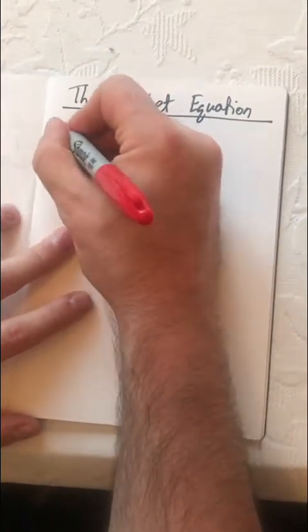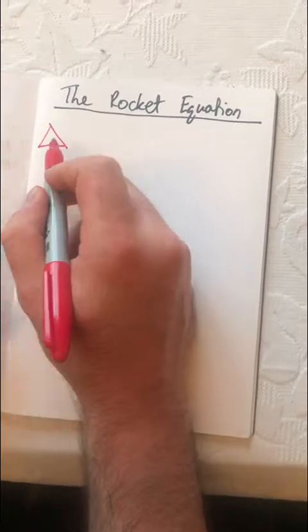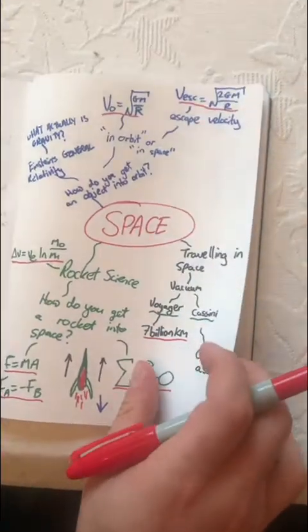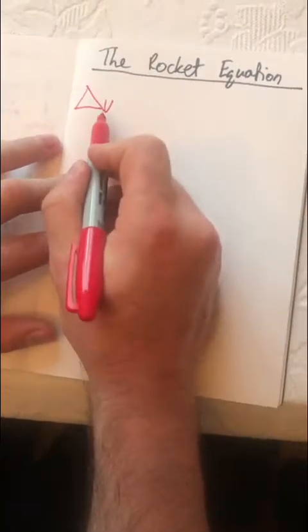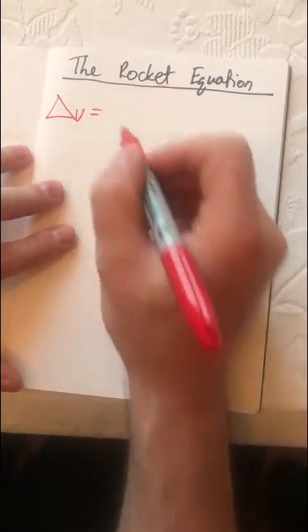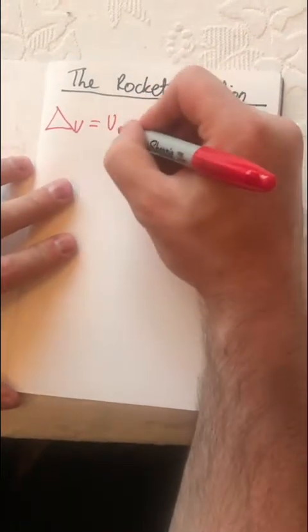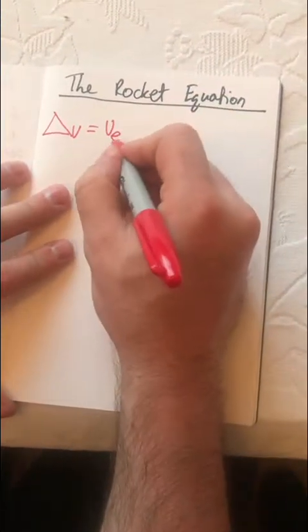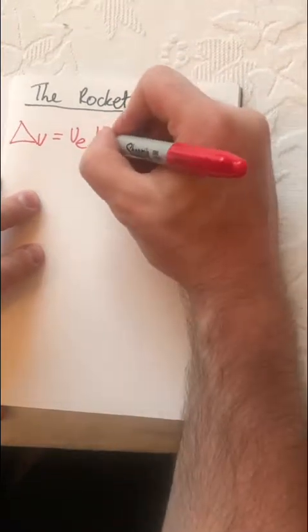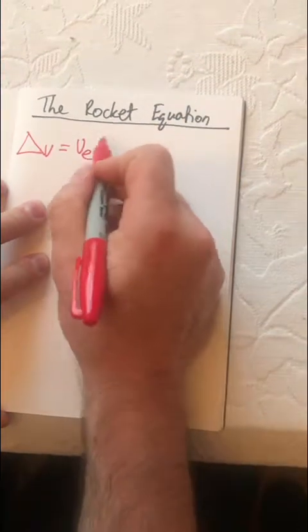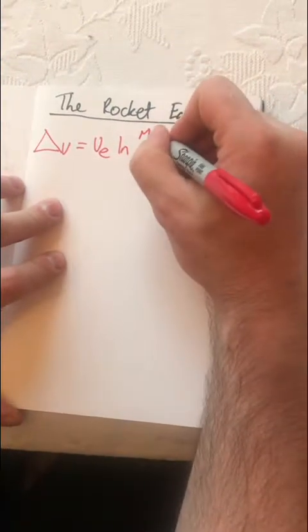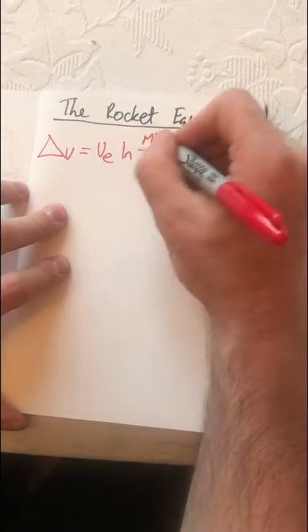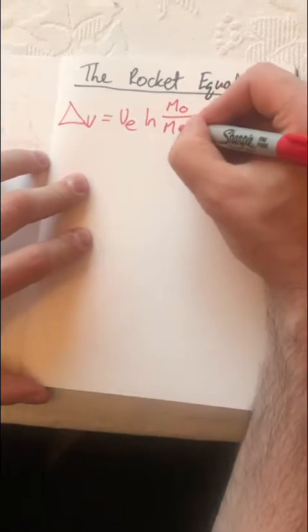Okay, so this here, delta. If you can remember what delta was, delta is change in. Change in V, velocity, is equal to velocity of E. In this case, E is the exhaust. ln, natural log, ooh, really scary. We'll come back to that in a second. Over the mass 0, or multiplied by mass 0 over mass 1.